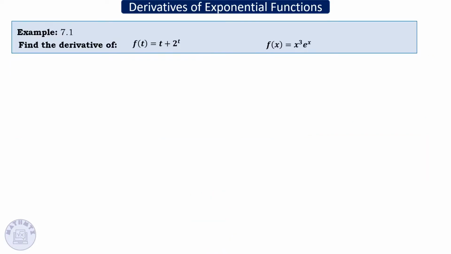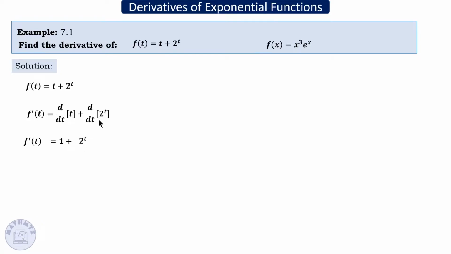Here's an example. Find the derivative of the function t plus 2 power t. So in this question, we need to derive the first term and then derive the second term. Derivative of t, of course, is 1. And the derivative for 2 power t, according to the rule, is 2 power t times ln of the base, right?